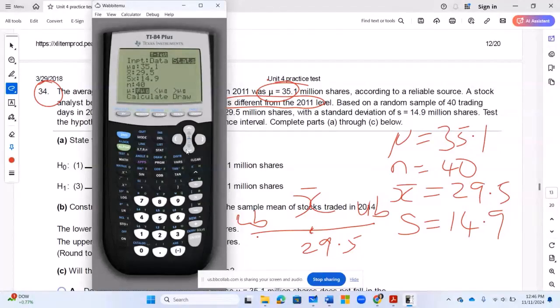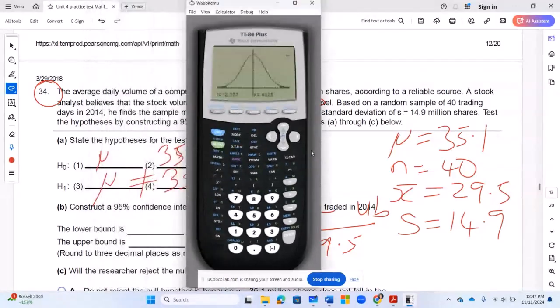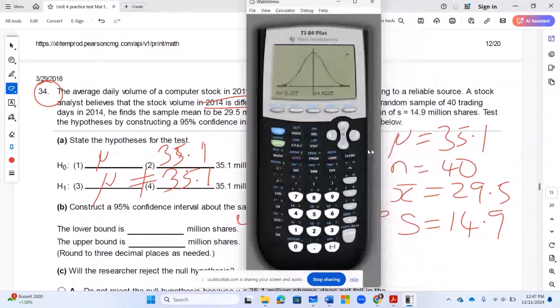By the way, I'm using the T test for hypothesis testing now, but I will also do the test by confidence interval. So I can see that the t is negative 2.377. In other words, the test statistic, and then the p-value is 0.0225.